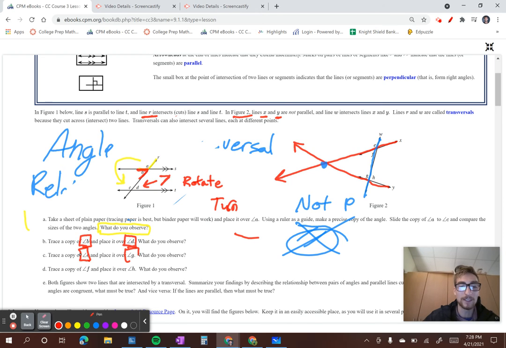And then we have angle E and angle G. So angle E is right here and angle G is right there. Is there a relationship between those two angles? And then we have finally angle F. We're going to trace over angle F and put it over angle H. So let's see, angle F is down here and angle H is over there. What is the relationship between those two angles? So just list what you observe for each of these practices, and then we're going to move on to part E.